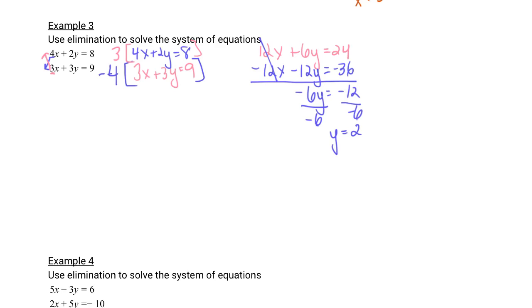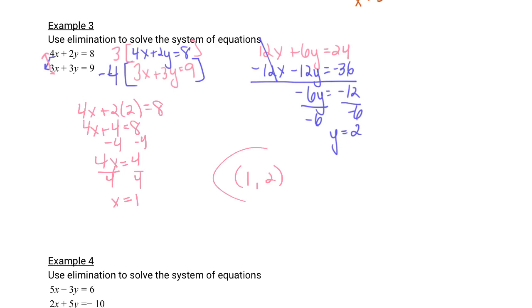Half our answer. Take that and plug it into any of 1 or 2 or 3 or 4 equations. I'm going to choose the very first one. Again, I get 4x plus 2 times 2 is 8. It's 4x plus 4 is 8. I can subtract 4 on each side and get 4x is 4. Divide by 4, and x is 1. There's my answer. Hooray! That's as hard as these are going to get, people.